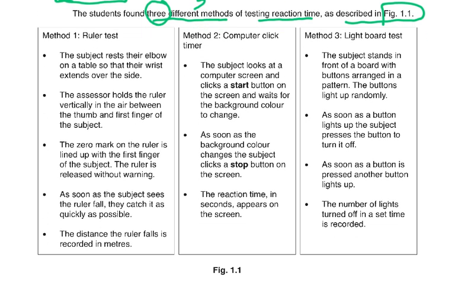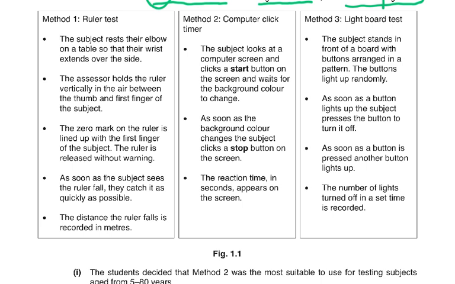Now if you look at method 1, it's a ruler test, and we've seen this in O levels as well. The subject rests their elbow on a table so that their wrist extends over the side. The assessor holds the ruler vertically in the air between the thumb and first finger of the subject. The zero mark on the ruler is lined up with the first finger of the subject. The ruler is released without warning. As soon as the subject sees the ruler fall, they catch it as quickly as possible. The distance the ruler falls is recorded in meters.